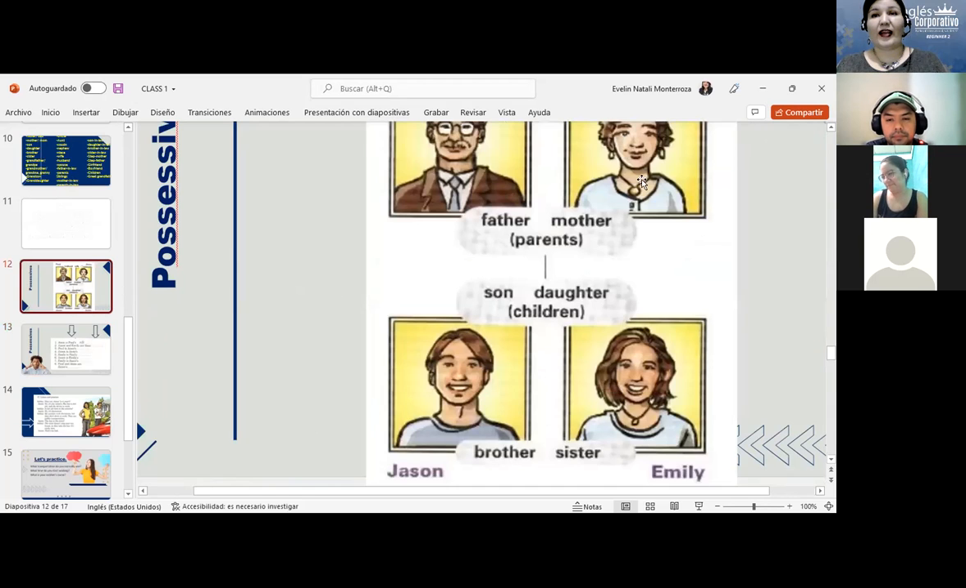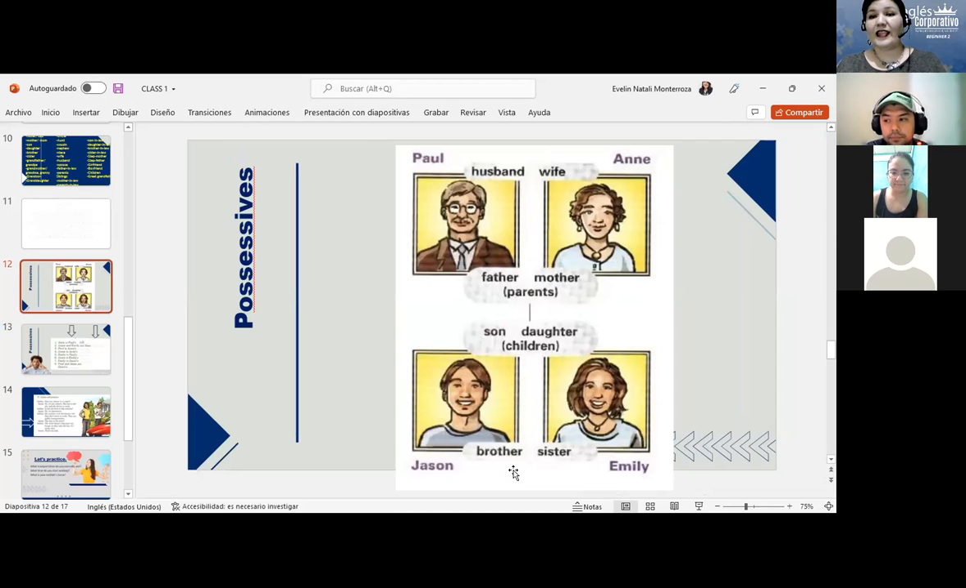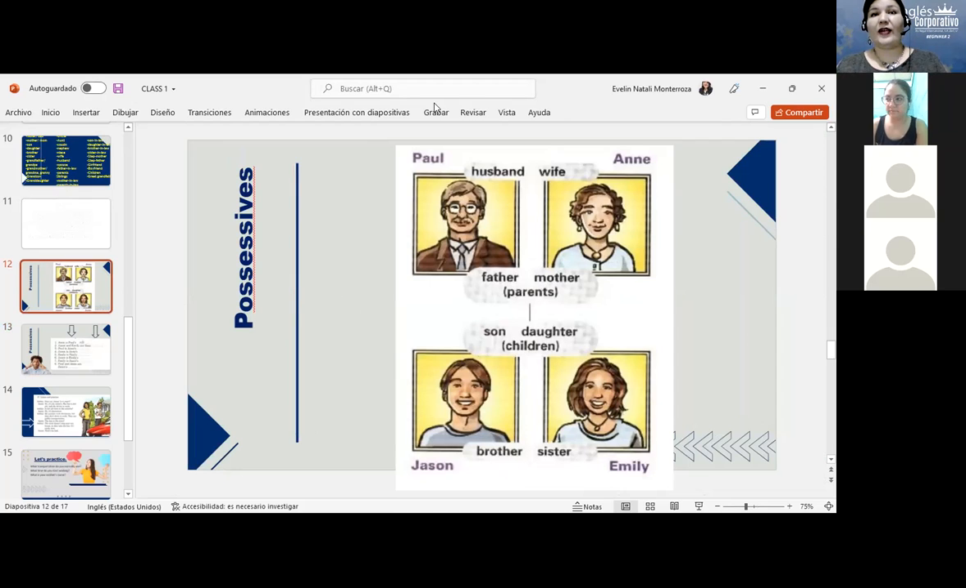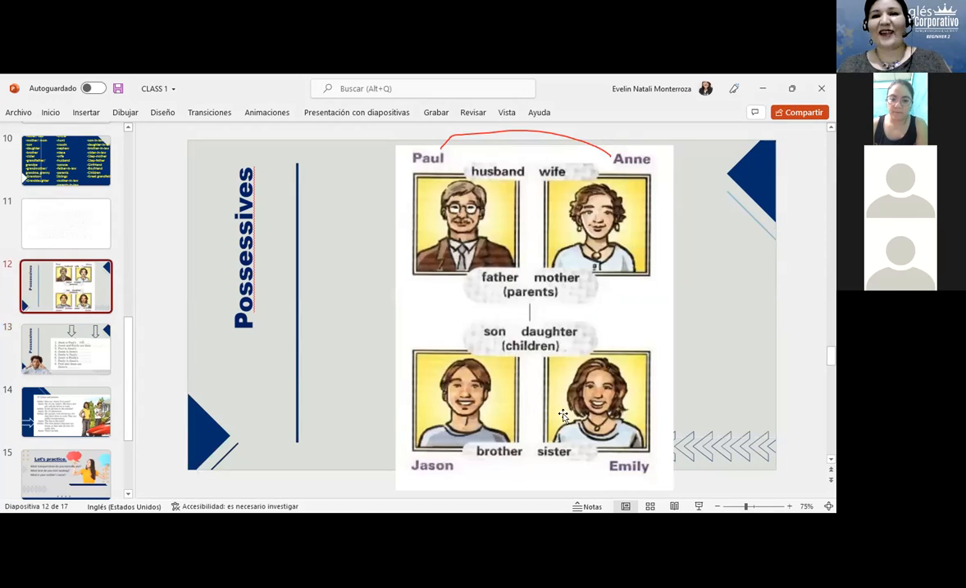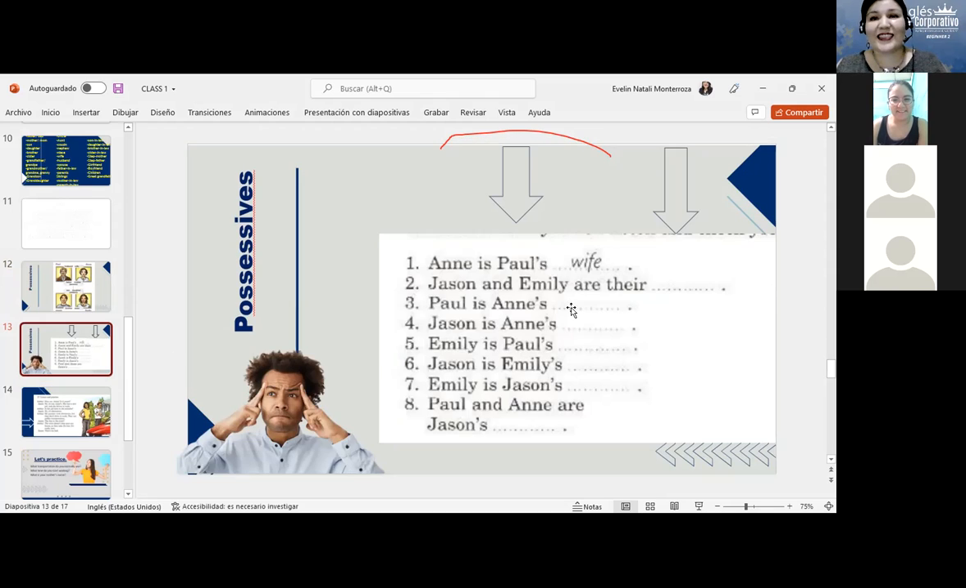Because here we have the relationship, right? Anne is Paul's wife. I have the next one. Jason and Emily are their... children. Jason and Emily are their children. Because in this case, there is talking about Ann and Paul. En este caso, la palabra there se refiere a ellos, a Ann and Paul. So, Jason and Emily are their children.